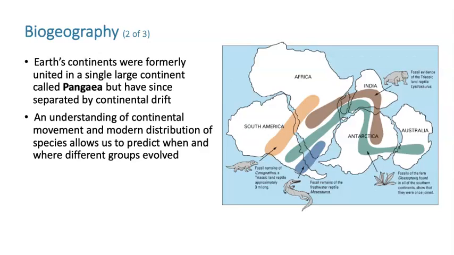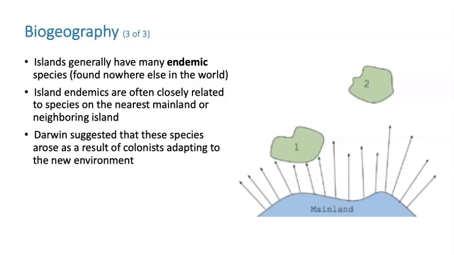So biogeography, again, shows us the distribution of organisms. We can look at it at the level of fossils, but we can also look at modern day species like Darwin did. Remember that Darwin looked at the birds on the Galapagos Islands, and what he saw was that some of those birds were only found on those very specific islands, and it seemed like they weren't found anywhere else. And it also seemed like some close relatives might be found on the mainland of South America.